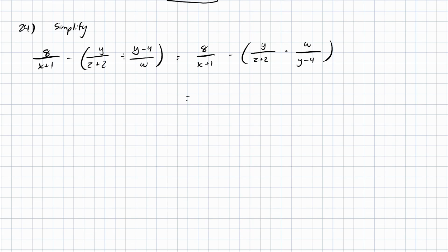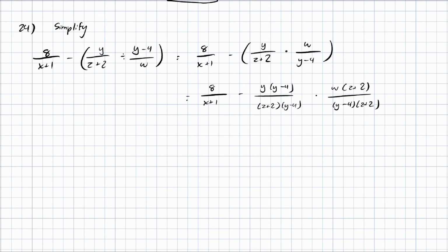sorry, give me a second. I really hope I don't make you expand this. I'm just gonna be lazy today. 8 over x plus 1 minus y minus 4 over, I rewrite that 2 z plus 2 y minus 4 times w z plus 2 over y minus 4 z plus 2.